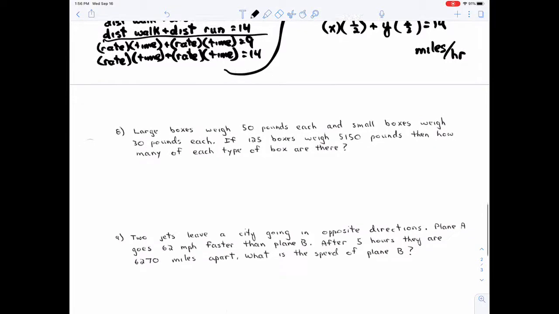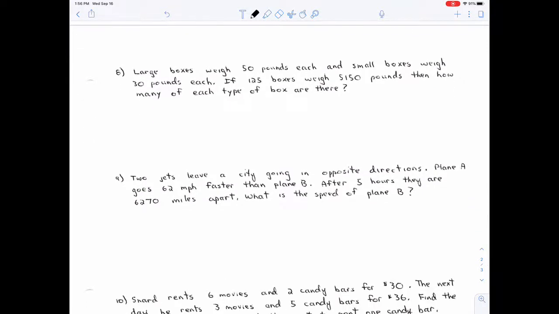Okay? Okay, large boxes weigh 50 pounds each and small boxes, blah, blah, blah, blah. How many of each type of box are there? Okay, so we want the number of small boxes and the number of large boxes. And by the way, I realize this is long, but I figured the more examples I go through, the better off you'll be. At least I hope you'll be better off.